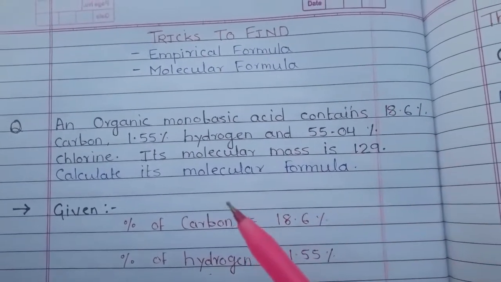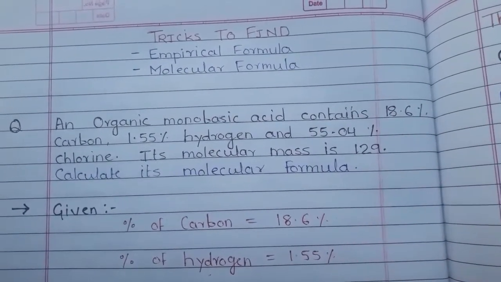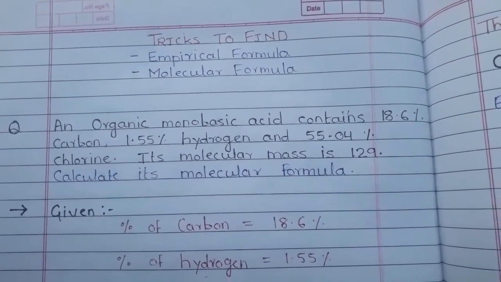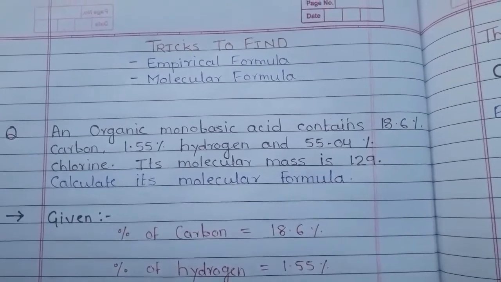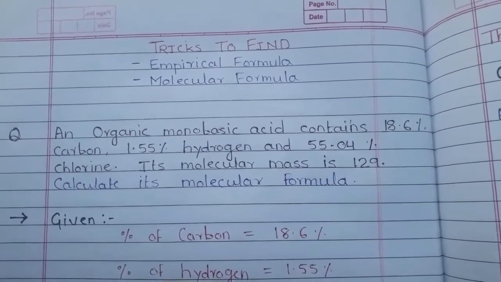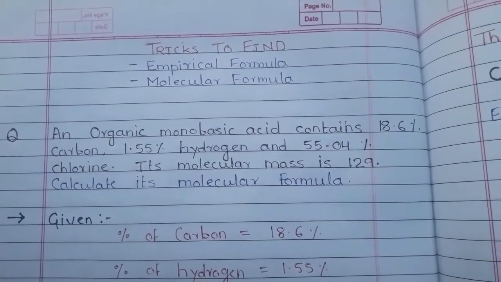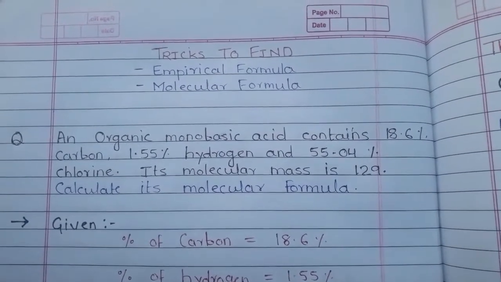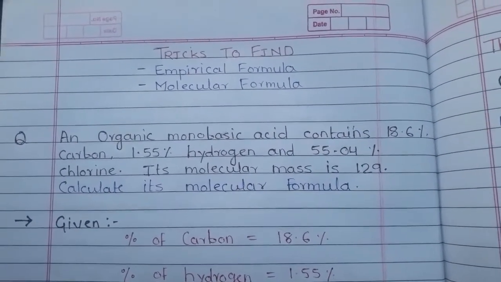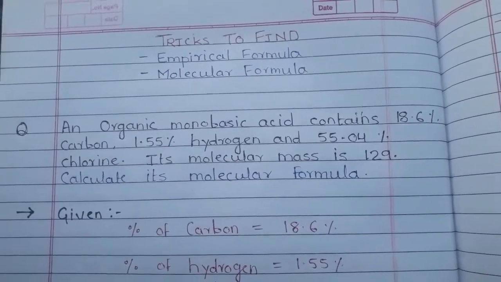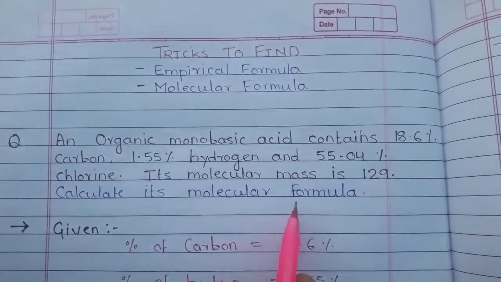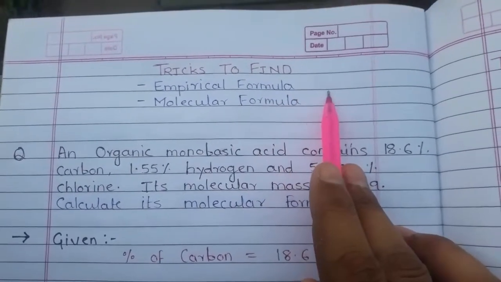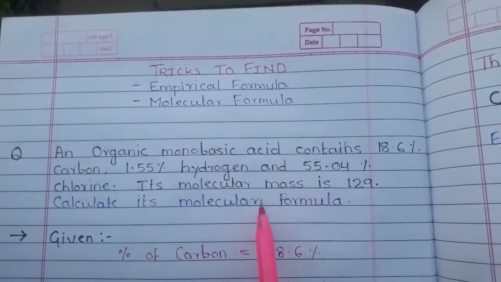So basically here what we have been given in the question is the content of carbon, hydrogen and chlorine in a monobasic acid. We don't know the molecular formula of that monobasic acid, we just know the composition of the elements of that particular compound in percentage. From that information we have to find the molecular formula. Before finding the molecular formula we always need to find the empirical formula. So first we will find the empirical formula and then we will find the molecular formula.